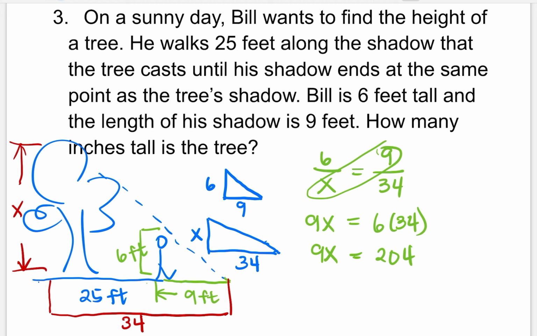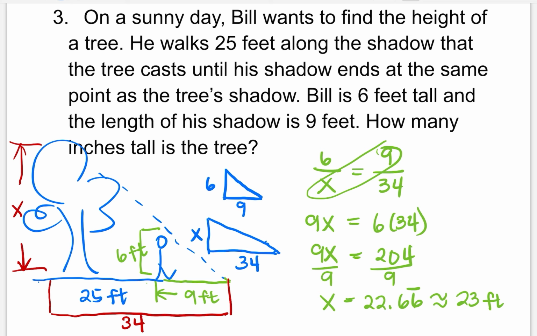Okay, we divide both sides by 9, and that is equal to, it's a decimal, so if you got a decimal, you are right, 22.66. This is repeating, so we could use 23. This is going to be 23 feet is the height of the tree.